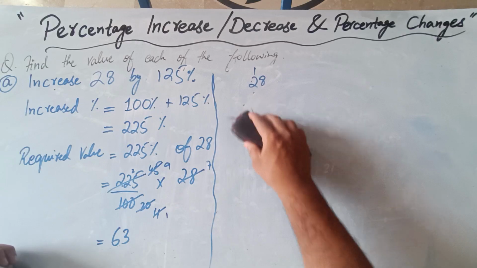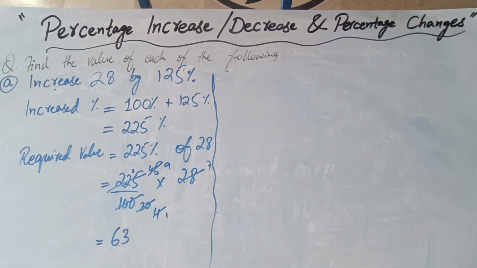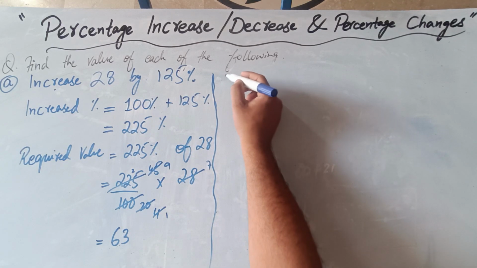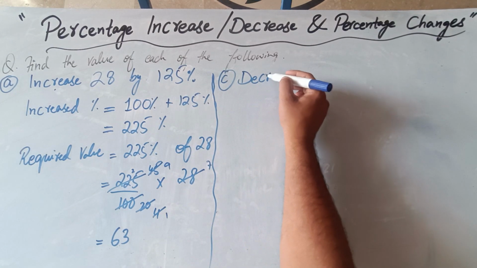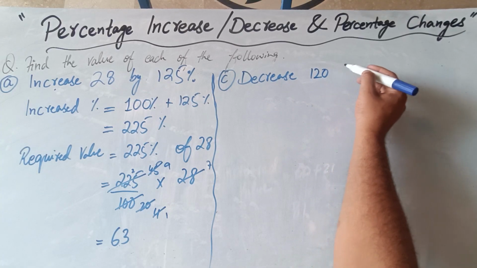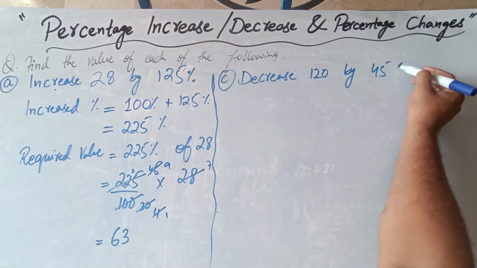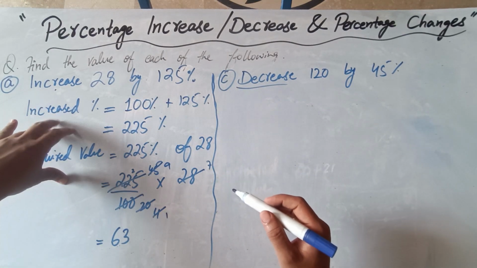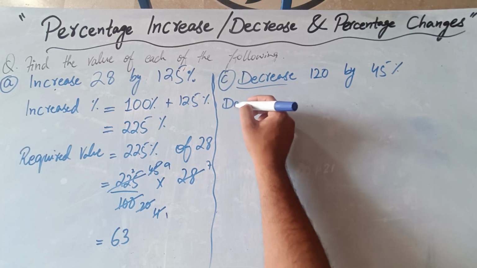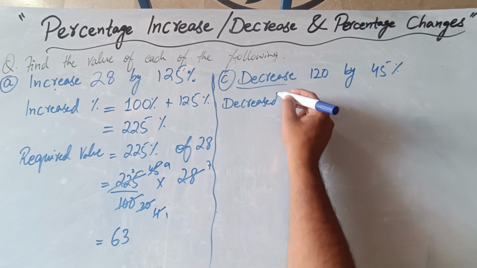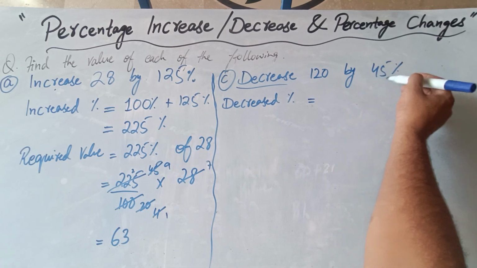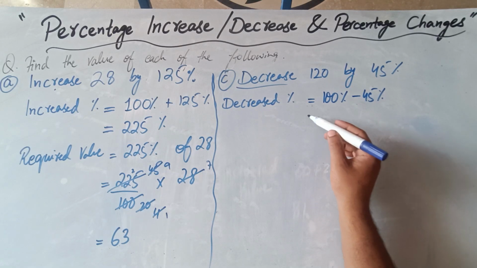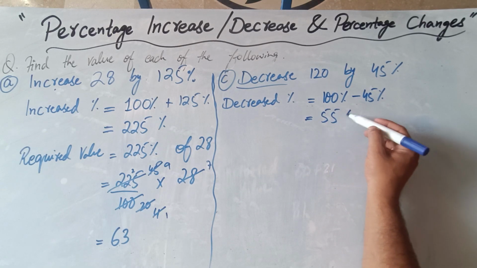So I hope you have understood this. Now let's move towards the decrease problem. The question is: decrease 120 by 45%. When you see the word decrease, if you want to go with the first method, we will find out the decreased percentage. Whatever percentage is given, you have to subtract it from 100. When we subtract it from 100, we will get 55.